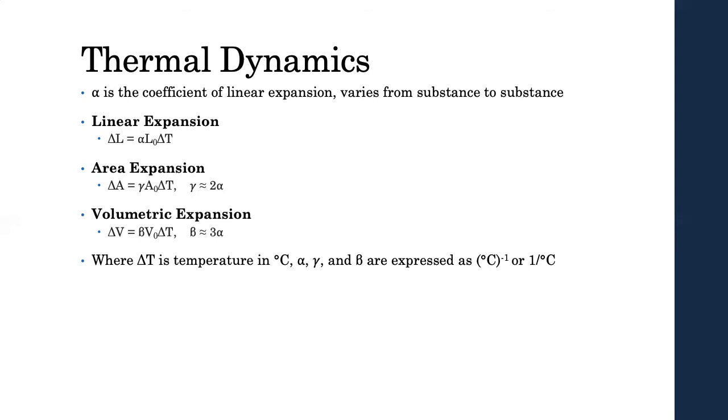Volumetric expansion. Change in volume is equal to beta times the original volume multiplied by the change in temperature. Beta is approximately 3 times the alpha value for any given substance. And as I mentioned, T, temperature, is in degrees Celsius or Kelvin. Changes in magnitude between Celsius and Kelvin are the same. And alpha, gamma, and beta are expressed in 1 over degrees Celsius.